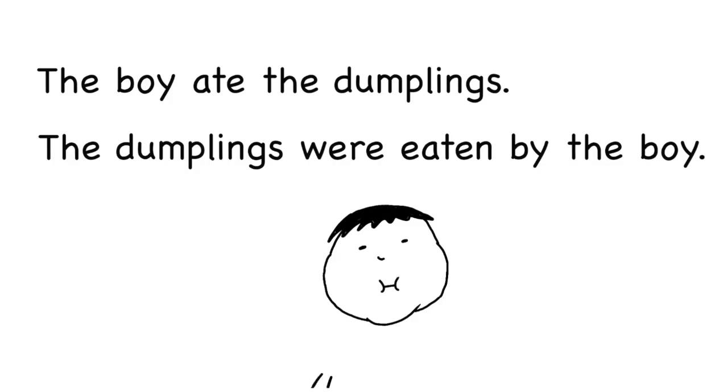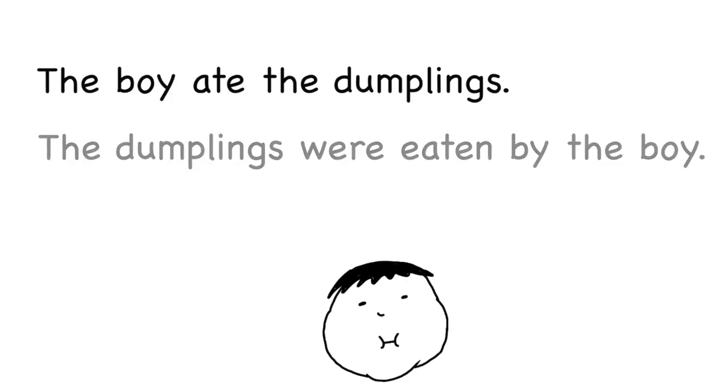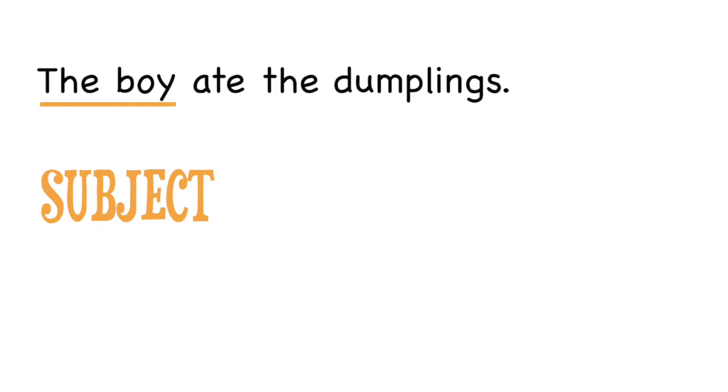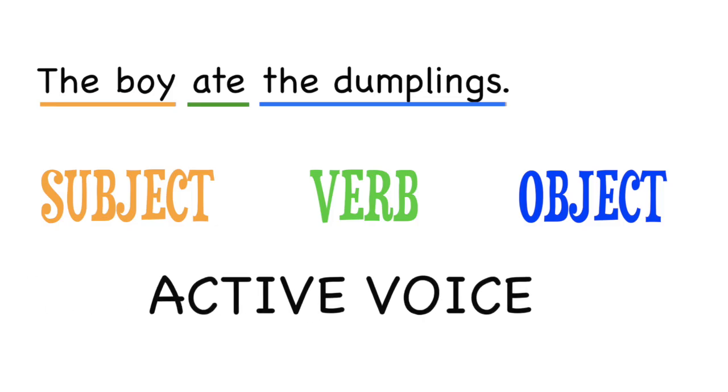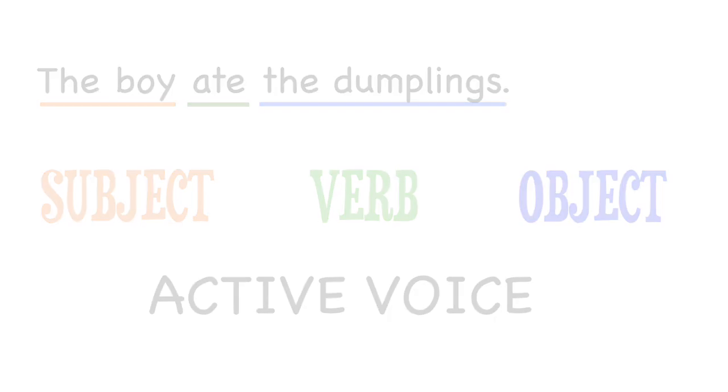But of course, there are differences too. In the active voice sentence, there is a subject, the boy, a verb, ate, and an object, the dumplings. This will seem very standard because in English, we use the active voice in speech and writing far more than we use the passive voice.